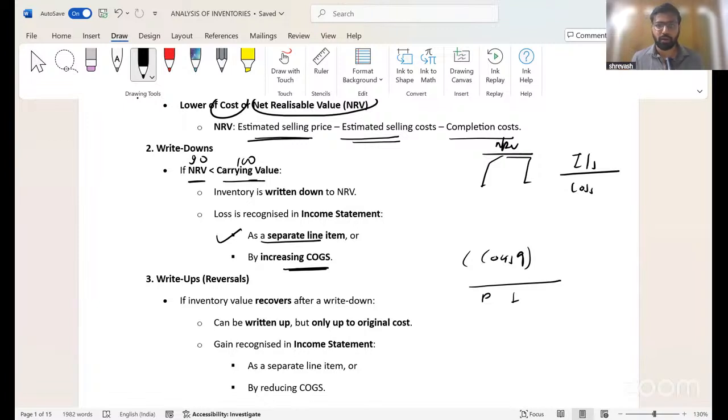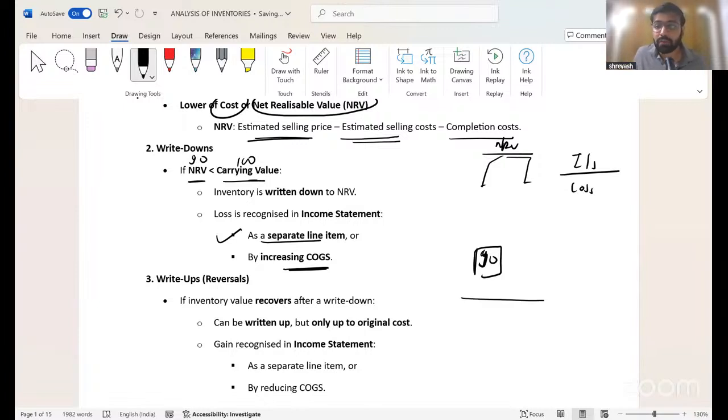Okay. So I don't need to remember "increasing COGS". I just need to remember COGS. That's it. That's all. That is what it is. Sir, I have written down the inventory to what? 90. So now inventory is going to be shown at 90 in my books of accounts, because it was reduced from 100 to 90 since NRV is ultimately lower. Now the inventory exists at 90 rupees in my books of accounts.